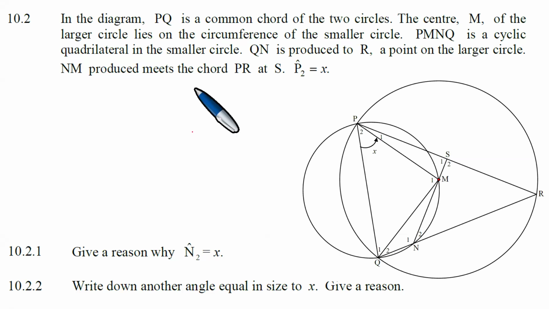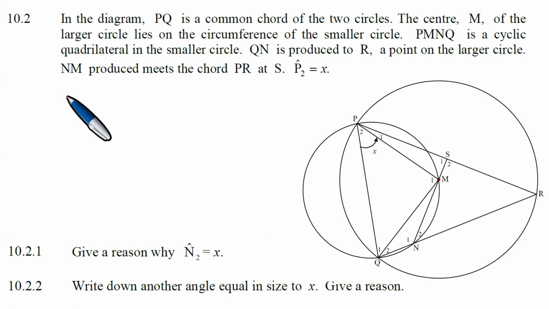I need your full attention to analyze this graded set of riders question. P, M, N and Q is a cyclic quadrilateral in the smaller circle. P is this one, M there, N there, and Q there. QN is produced to R. We look at QN, which has been produced to R, and R is on the circumference of the larger circle.